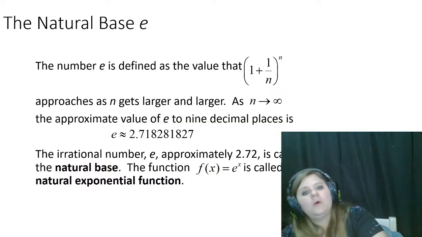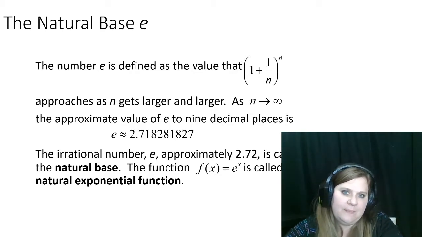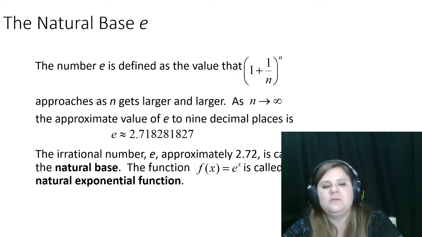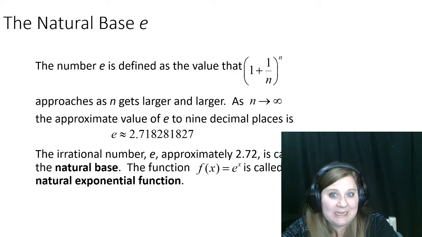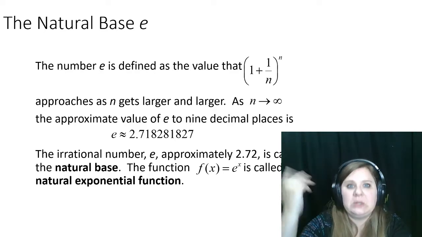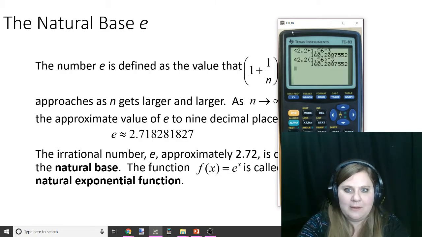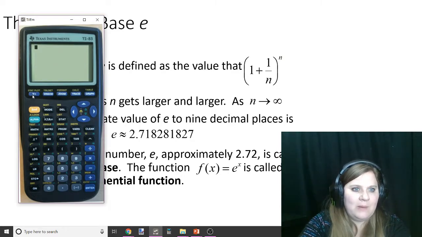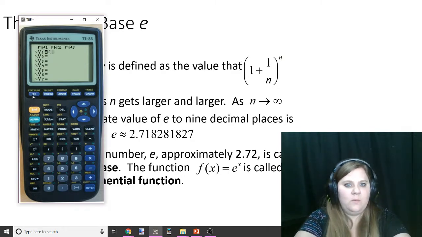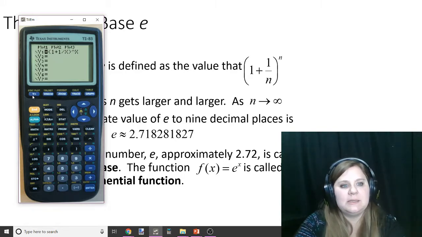Now, e is a very special number, okay? It is the value of 1 plus 1 over n, raised to the n, as n gets closer and closer to infinity. What in the world do I mean by that? Well, if we were to pull up our graphing calculator again, and we go to our y equals, and we type in 1 plus 1 over x raised to the x, like that.